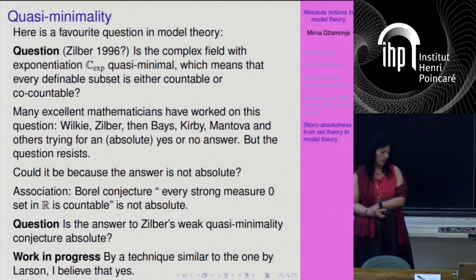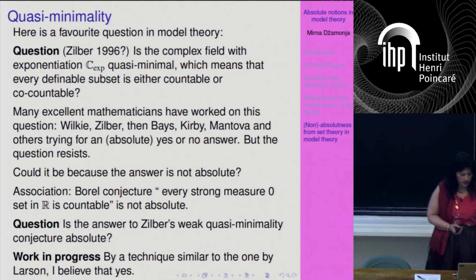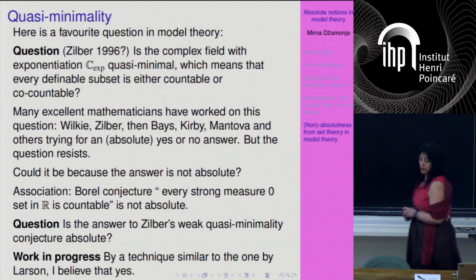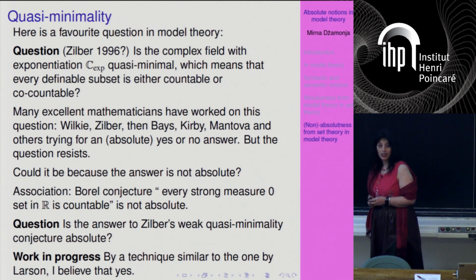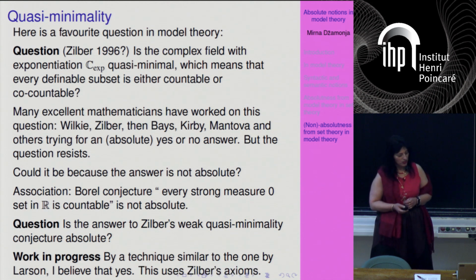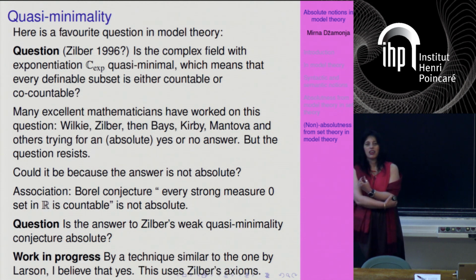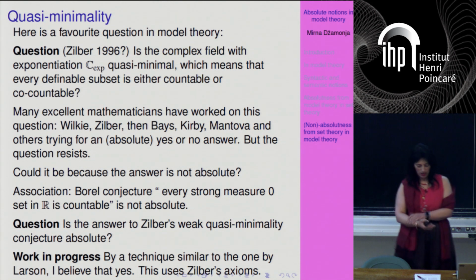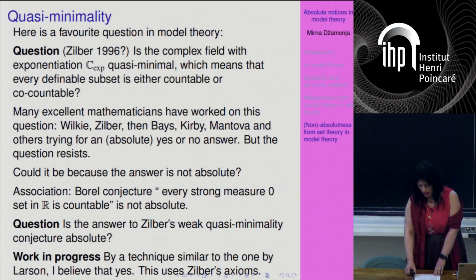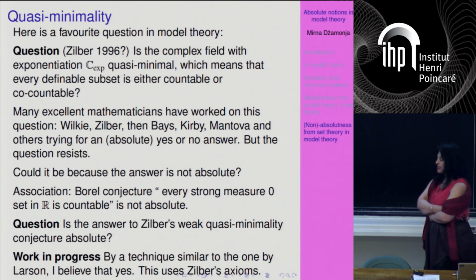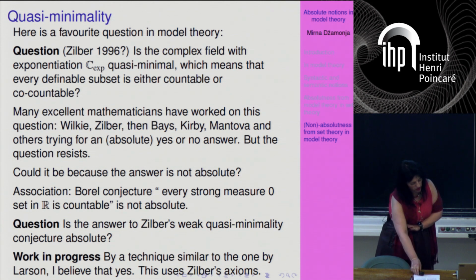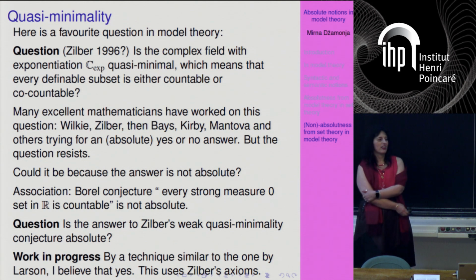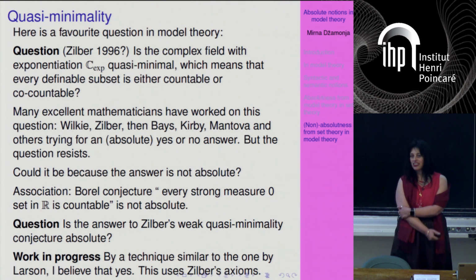So I was interested in this and started working on it, and the work in progress shows that by a technique similar to the one by Larson, I believe that this question is actually absolute. This uses Zilber's axioms, and in particular Jonathan's work on presentation of these axioms in a different way, in which there is one axiom which uses L omega 1 omega of Q. Well, as I say, this is in progress. Perhaps mistakes will be found, but at least I am pleased to say that it looks like this actually is an absolute question.